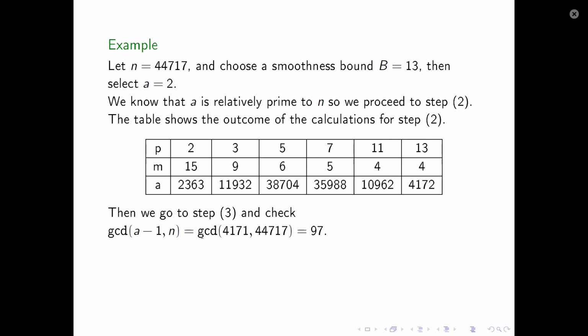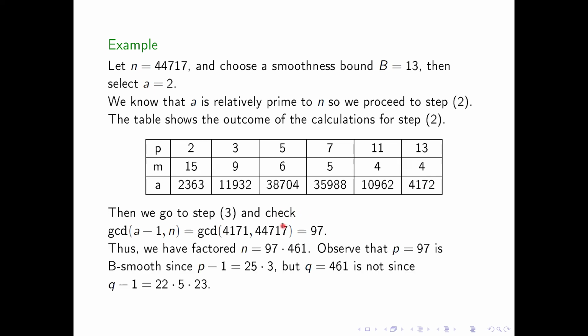So now we take the greatest common divisor of 4,171 and my n, 44,717. That greatest common divisor is 97. Go ahead and run your Euclidean algorithm. Boom, got it. It's 97. Well, that tells me right there that 97 is a factor. So now I can just take how many times 97 goes into 44,717. Turns out it's 461.